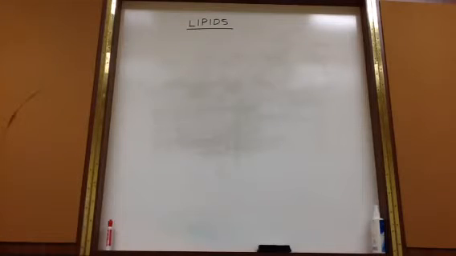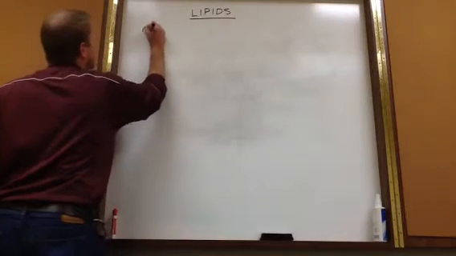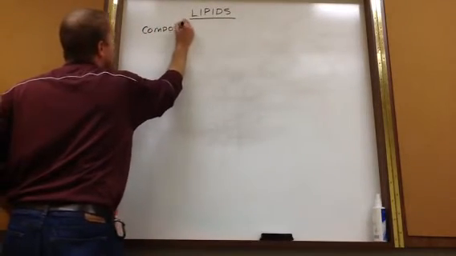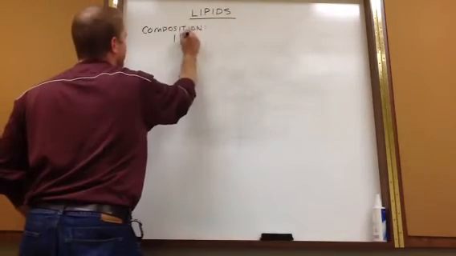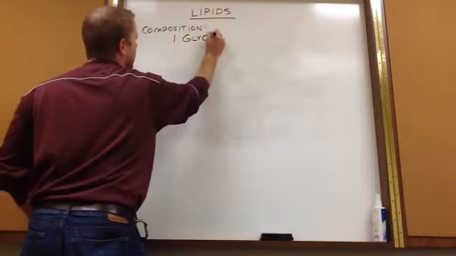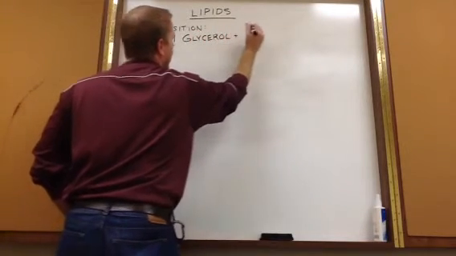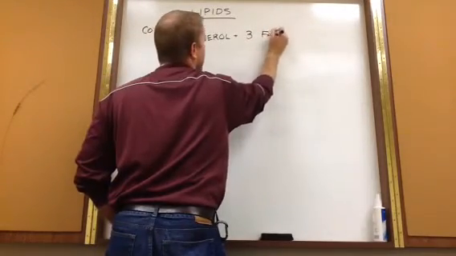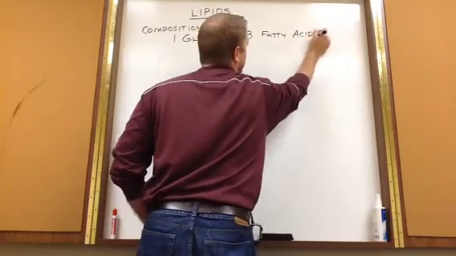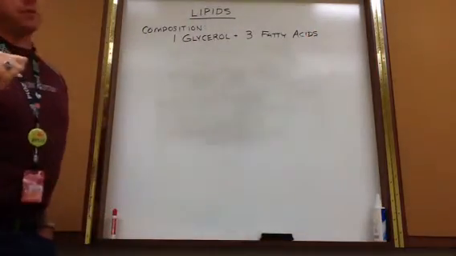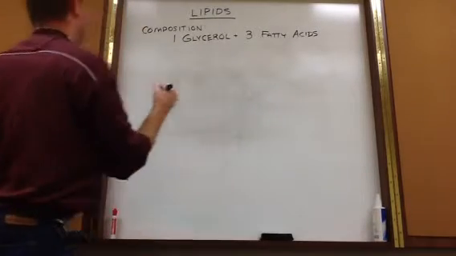All right, well, today let's talk about everybody's favorite topic, lipids. So, lipids. Composition of a lipid is they're made up of one glycerol and 3 fatty acids. Okay, so the composition of a lipid is a glycerol combined with 3 fatty acids.